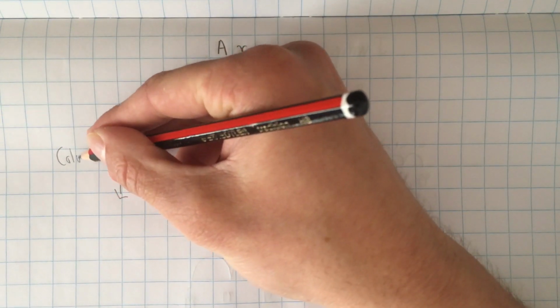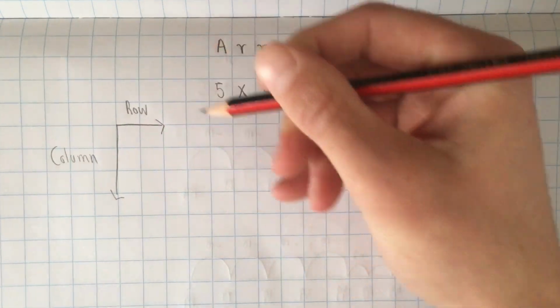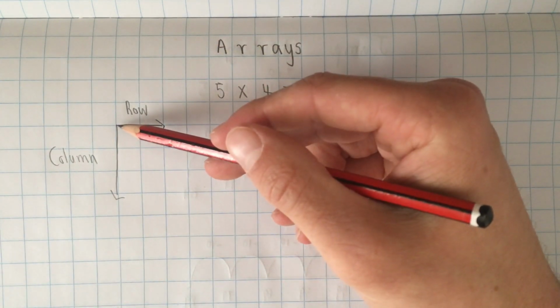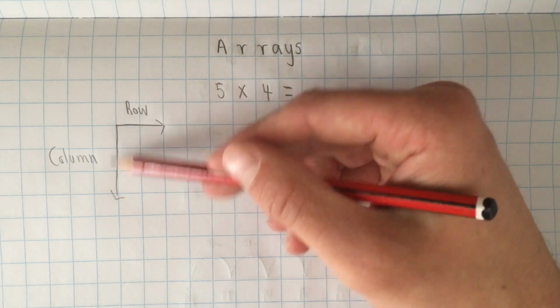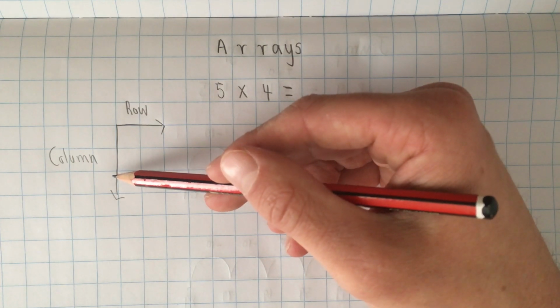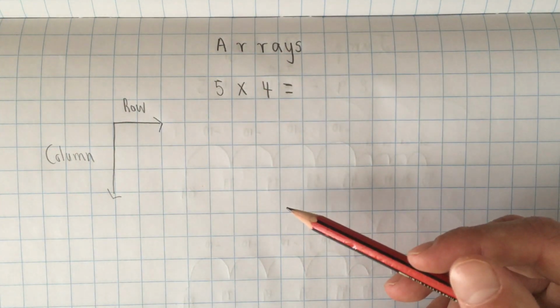Column, row. I often think of an old building that has a column that holds it up, holding it up from the ground vertically. So that's one way that I can think of remembering a column.